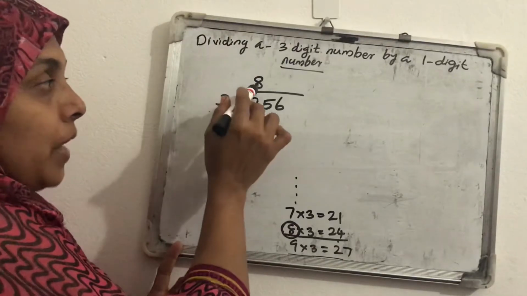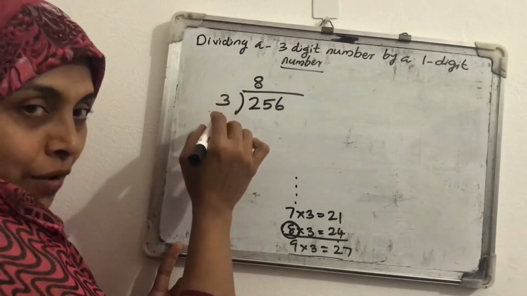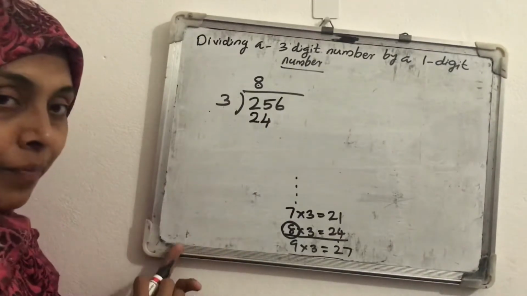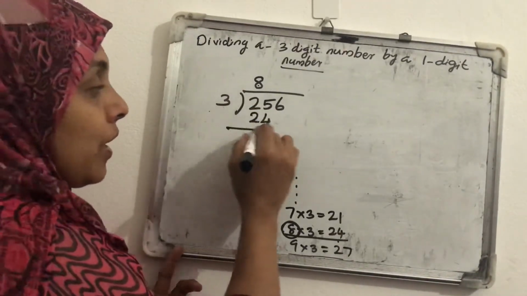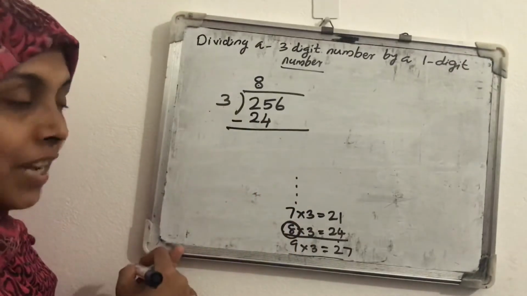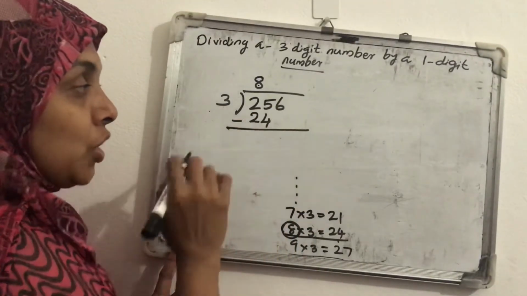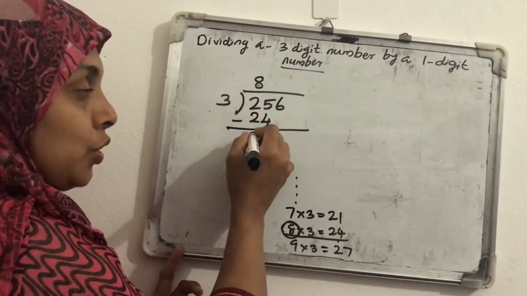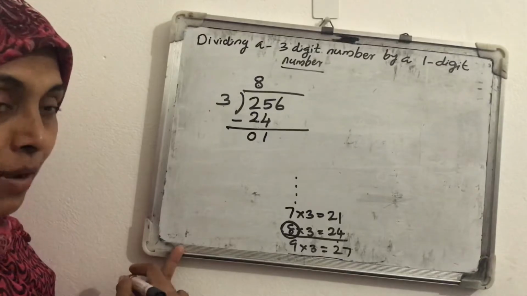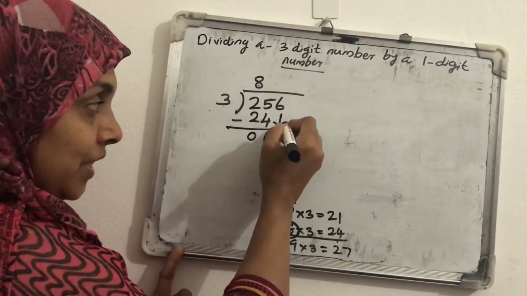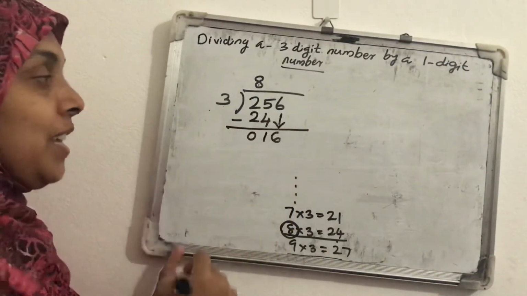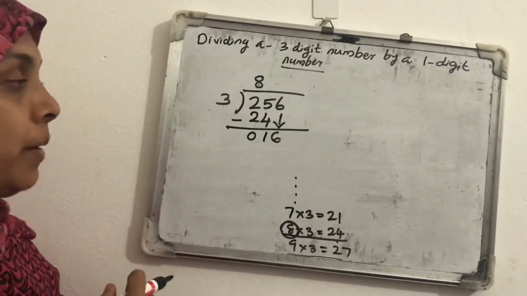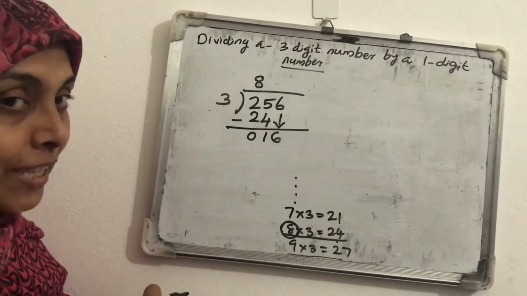Okay. Next step, 8 into 3, 24. That 24 we write below this 25. Okay. So 25 and 24 we are subtracting. We will get 5 minus 4, what is it? 1. 2 minus 2, 0. Then what's the next step? The next digit here is 6. Bring down 6 next to this 1. So now the number is 16.